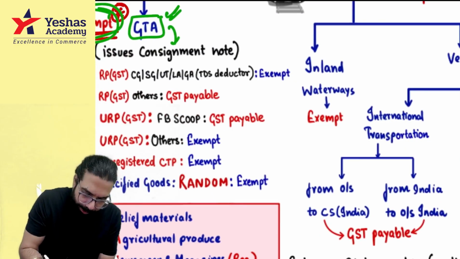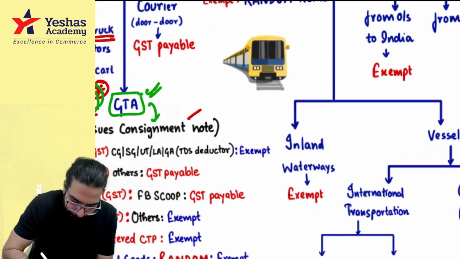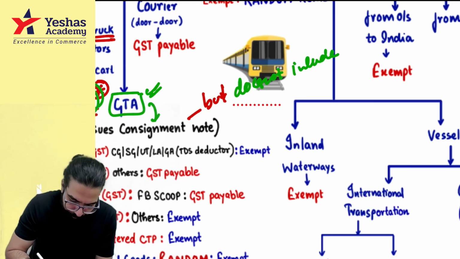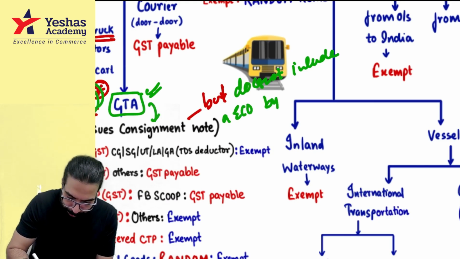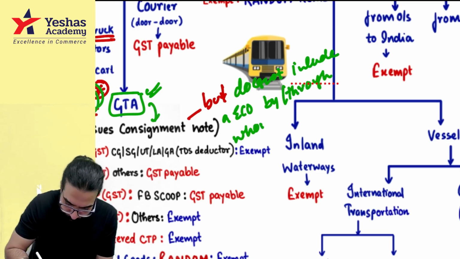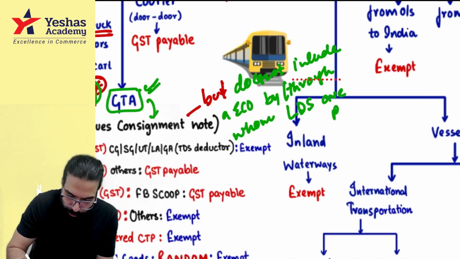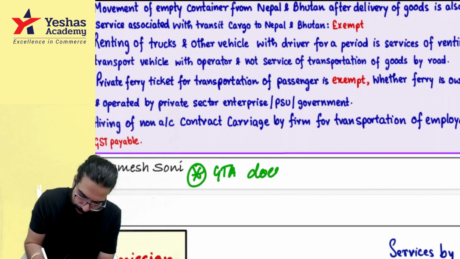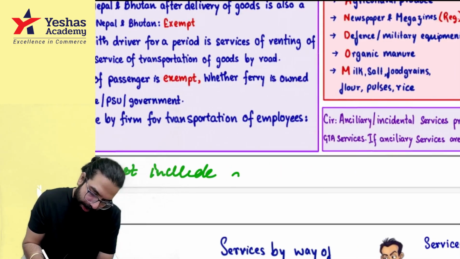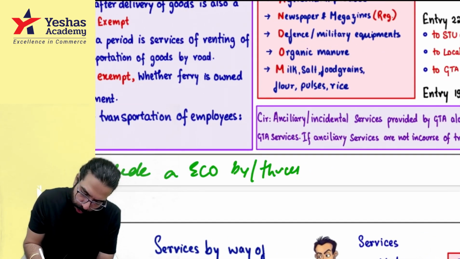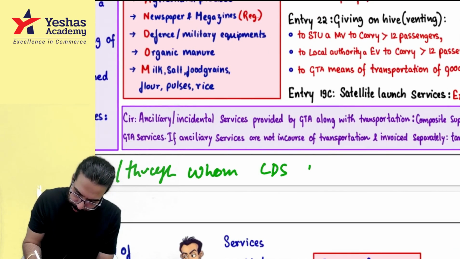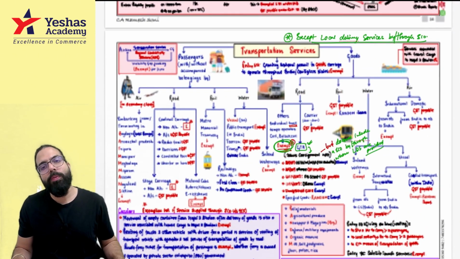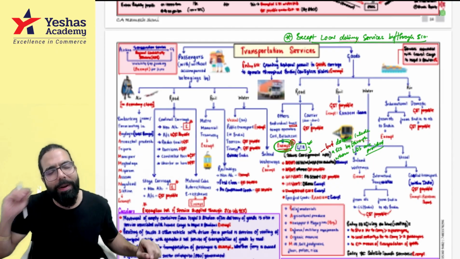Here. GTA means a person who is issuing a consignment note, but does not include an e-commerce operator by or through whom local delivery services are provided. You can write down this line here also. GTA does not include an ECO by or through whom local delivery services are provided. Is this point clear to all of you? By or through whom local delivery services are provided is not a GTA. The GTA provisions will not apply over there. Remember that point.